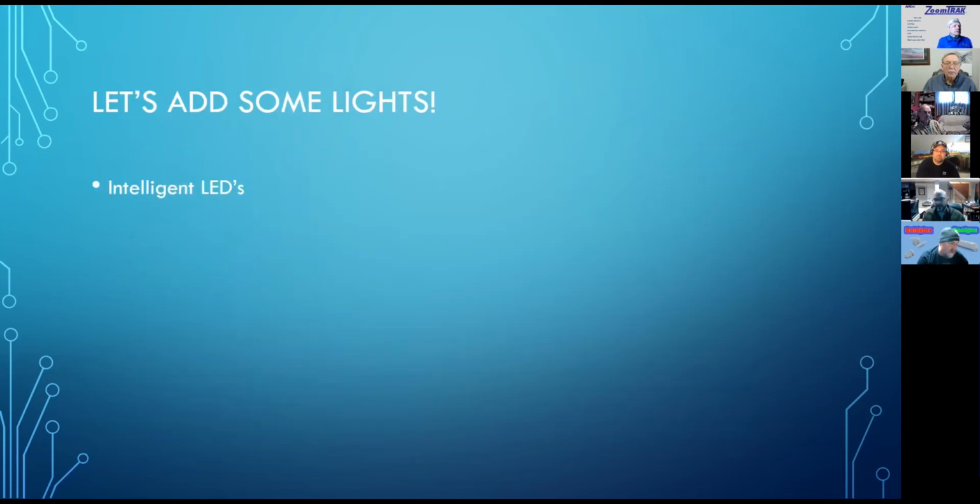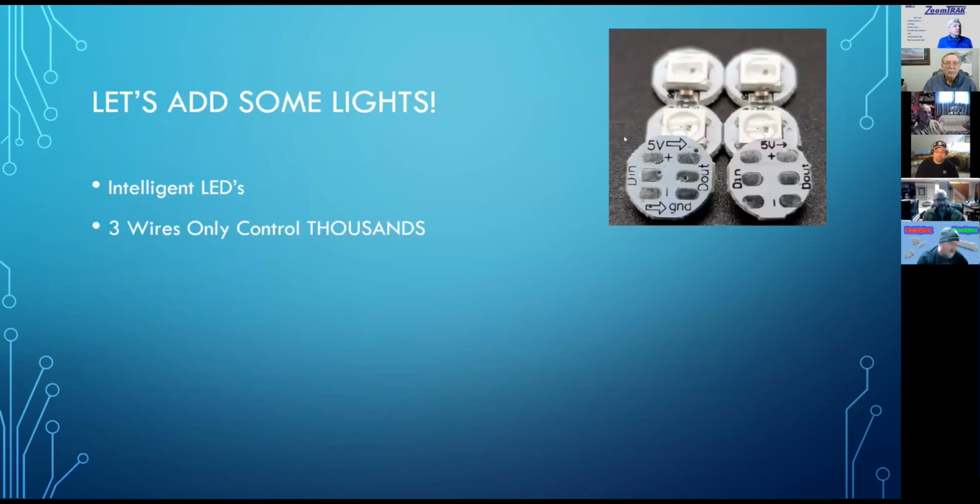One of the things which was really important to me is I wanted to add a lot of lights. And there are these things. Has anybody seen this type of LED? If not, these are super cool. These are intelligent LEDs. With just three wires, you can control thousands of these things. Now, you have to have enough power, but that's a totally different subject. But three wires allows you to daisy chain these together and sprinkle them around your setup however you wish. And they can actually create up to 16 million different colors, which is really pretty neat.